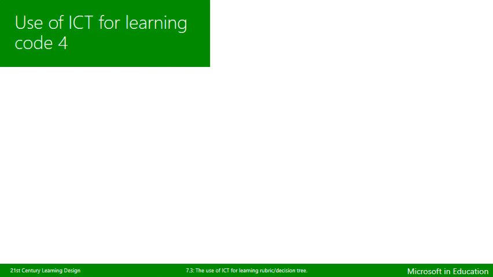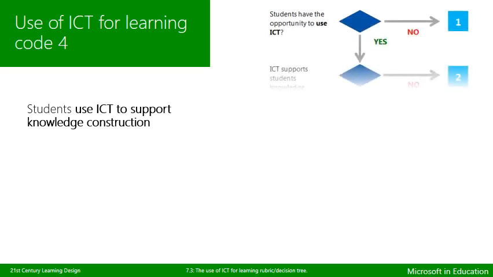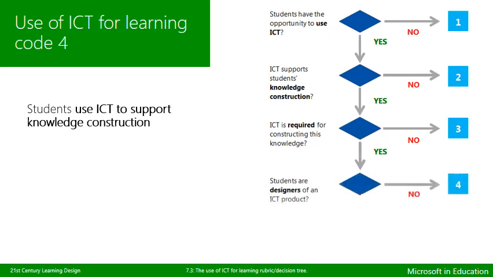When I ask if ICT is required for constructing this knowledge and the answer is yes, then I ask if the students are designers of an ICT product. If the answer is no, then the learning activity is coded as a 4. In other words, students use ICT to support knowledge construction, and the ICT is required for constructing this knowledge. But students do not create an ICT product for authentic users.